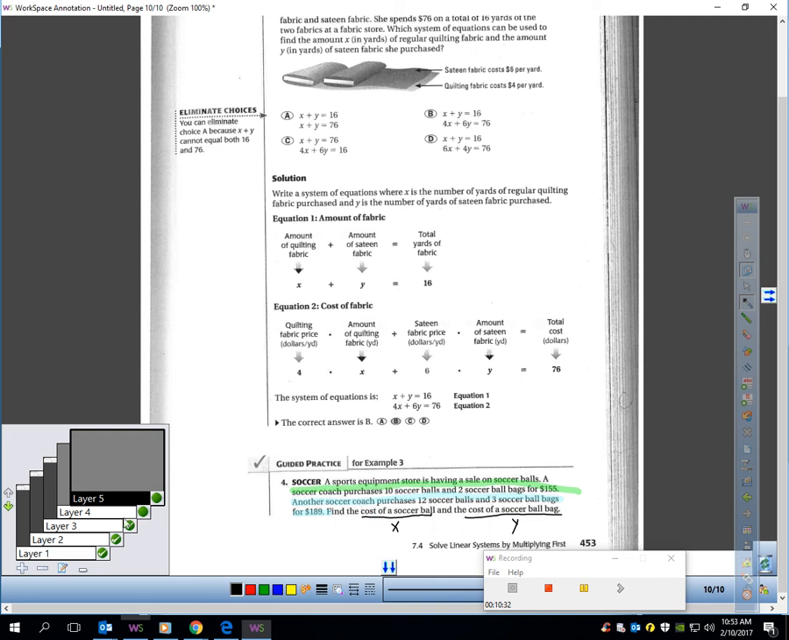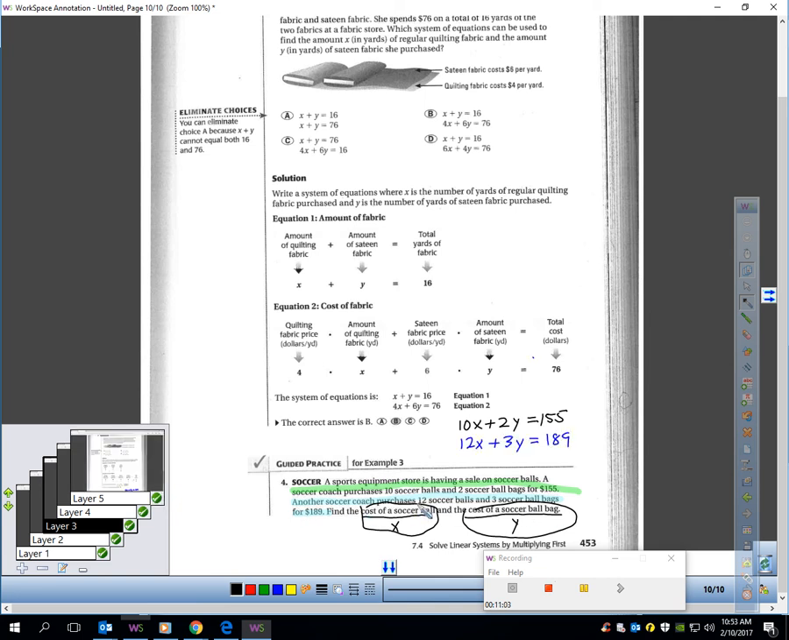Well, there are my two unknowns. I do not know what the soccer ball cost, I'll call that X, and I don't know what the bag cost, I'll call it Y. What I color-coded is my two equations. 10 soccer balls, each costing X amount, plus 2 soccer ball bags, each costing Y amount, would have to equal $155. And my second equation, that second coach, 12 soccer balls, at X per ball, plus 3 soccer ball bags at Y per bag should equal $189. There's your system.